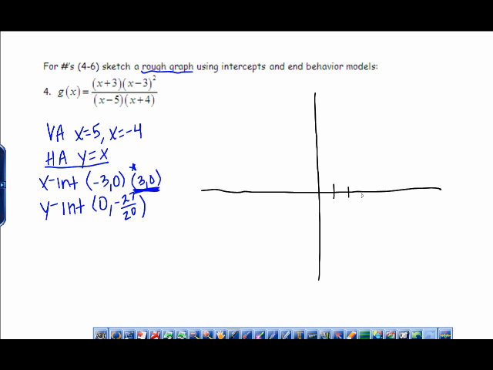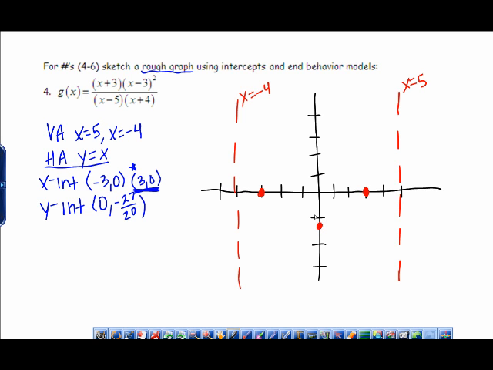All right. When you put your asymptotes on the graph, you definitely want to label them. Even if this is a rough graph, you don't want to lose accuracy when it comes to something like that. All right, so x equals 5. Label. x equals -4. You're going to label it. And then I have these points at -3, 0, at 3, 0, and then at -27/20, which is a little bit lower than -1.